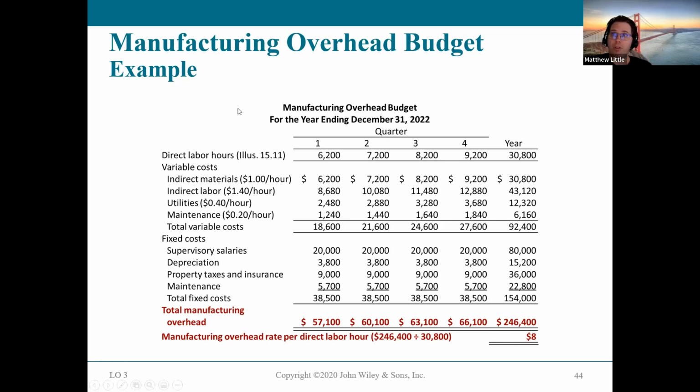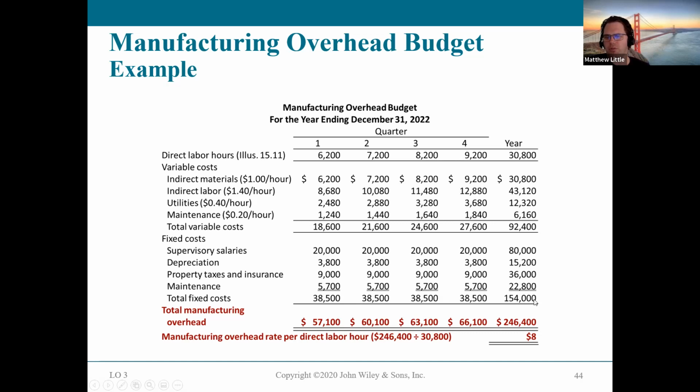So from the previous slide, we bring in our direct labor hours because that's one of our drivers. And then we always start with our variable costs first. So we'll list the 4 that we were told: materials, labor, utilities, and maintenance. And they're all rated per hour. So you just multiply the per hour times the number of hours for that quarter. And then fixed costs, we're just given a bunch of info. There might be supervisor salaries, depreciation, et cetera. And then we can add up all those manufacturing overhead pieces, all the variable costs, the fixed costs, and you can see that it does grow over time from 57.1 up to 246.4.